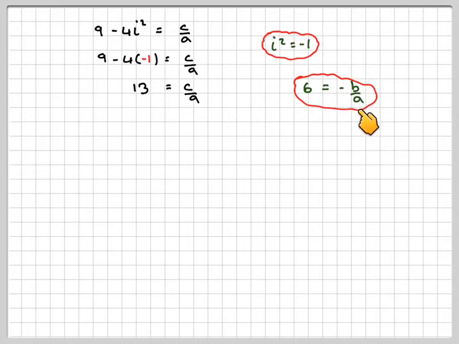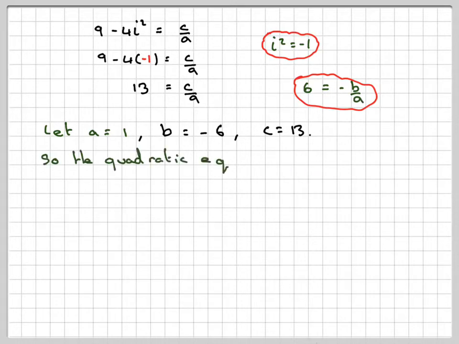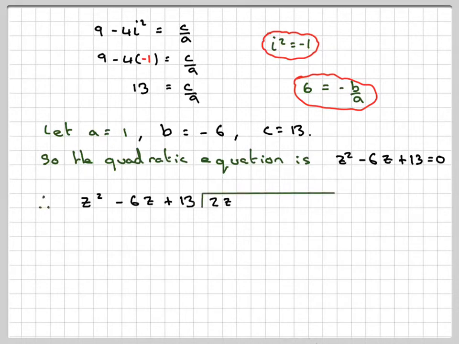6 was minus b over a, and 13 is c over a. If we let a equal 1, then b is minus 6, don't forget to change the sign, and c is 13, and therefore our required quadratic is z squared minus 6z plus 13 equal to 0. Of course, we don't write the 1. Then to find the other factor in the original cubic, we can just divide into it.